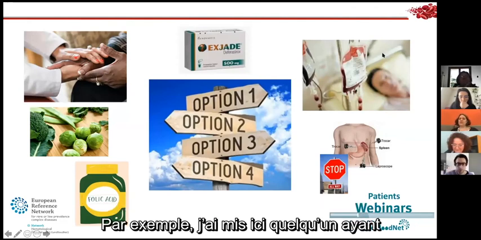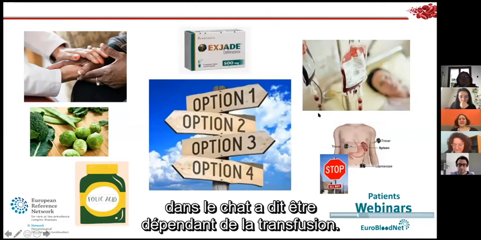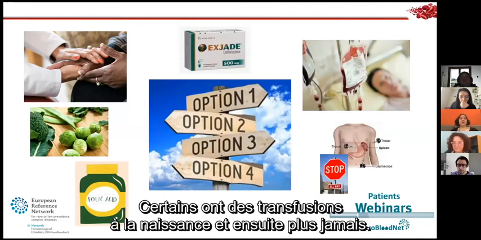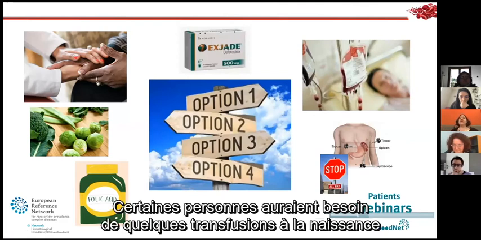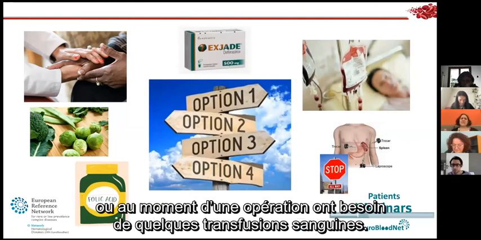example, I've put here somebody having a blood transfusion, and I think one of the participants in the chat was mentioning being transfusion dependent. Some people with CDA will be having transfusions from birth. Others will have a few transfusions at birth and then not need them ever again. Some people would need a few transfusions at birth and then not need them for many years, and maybe during pregnancy or around the time of an operation would need a few blood transfusions.